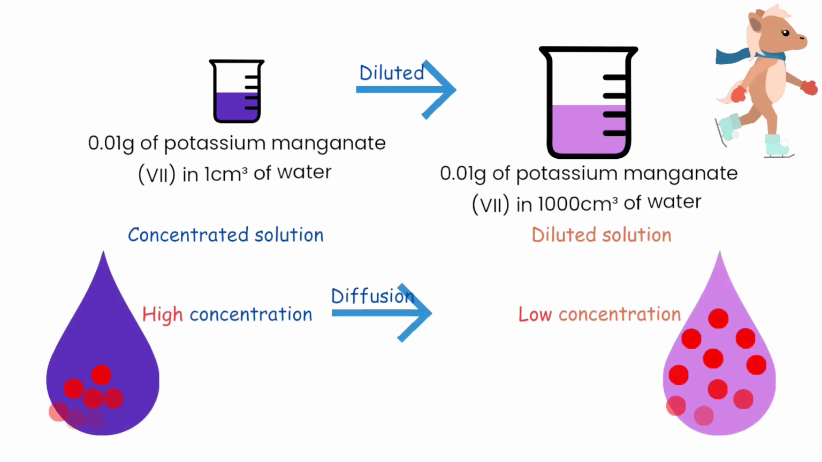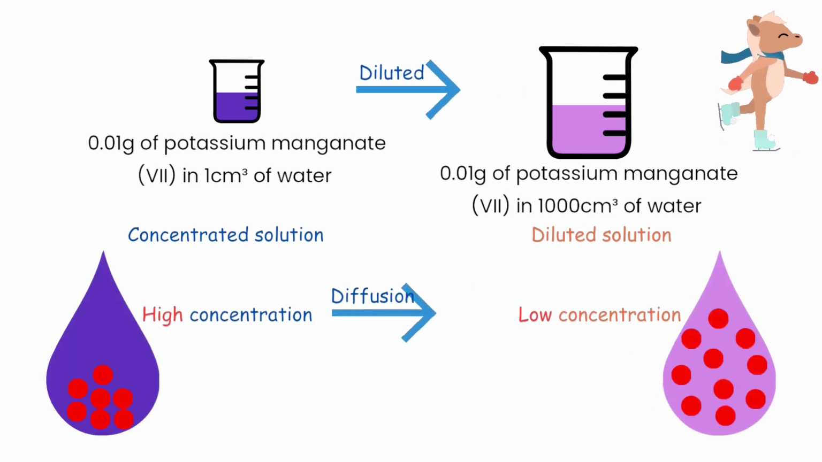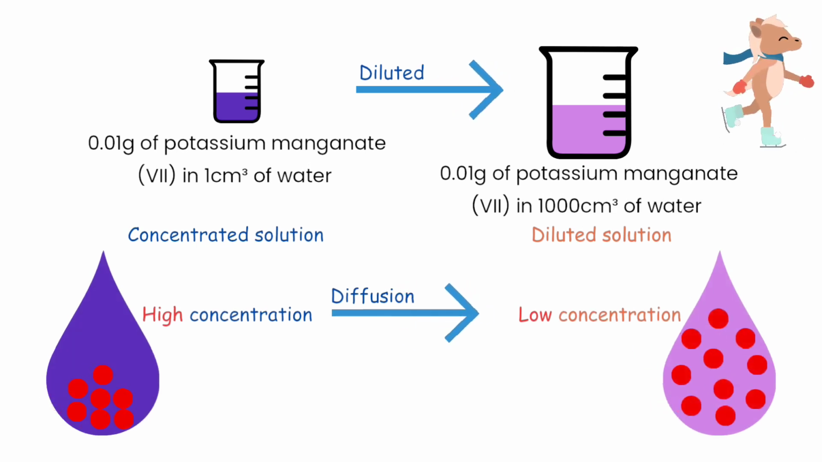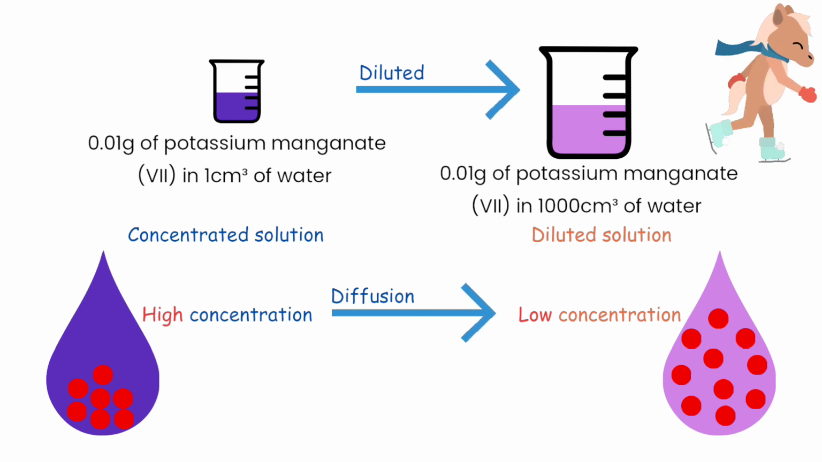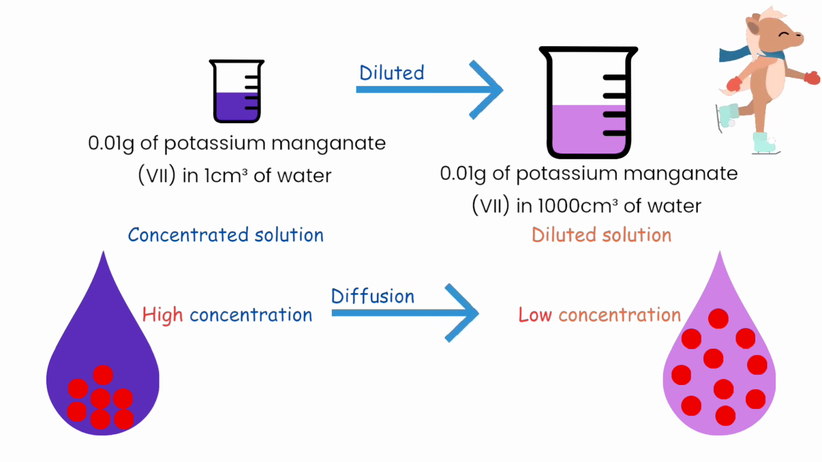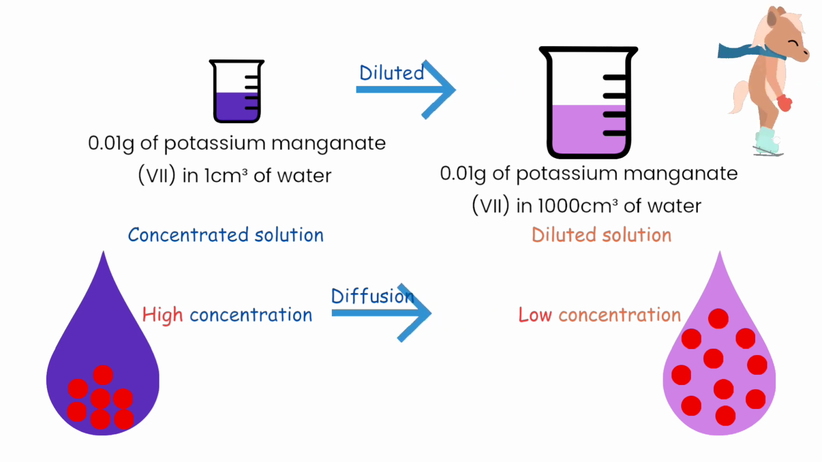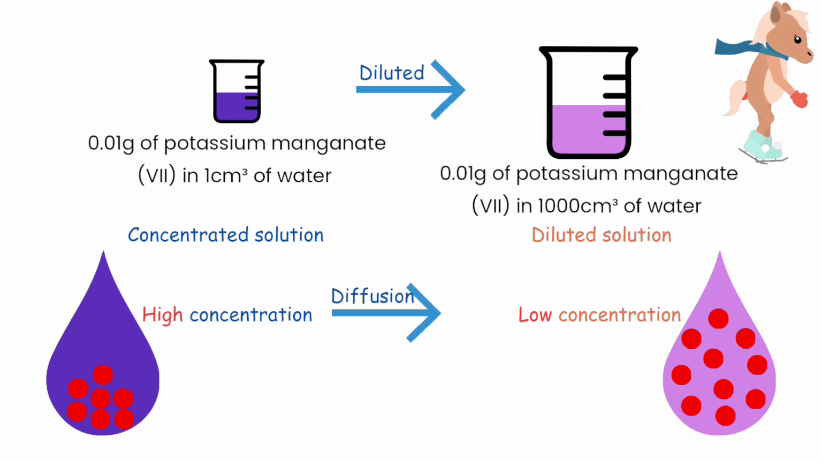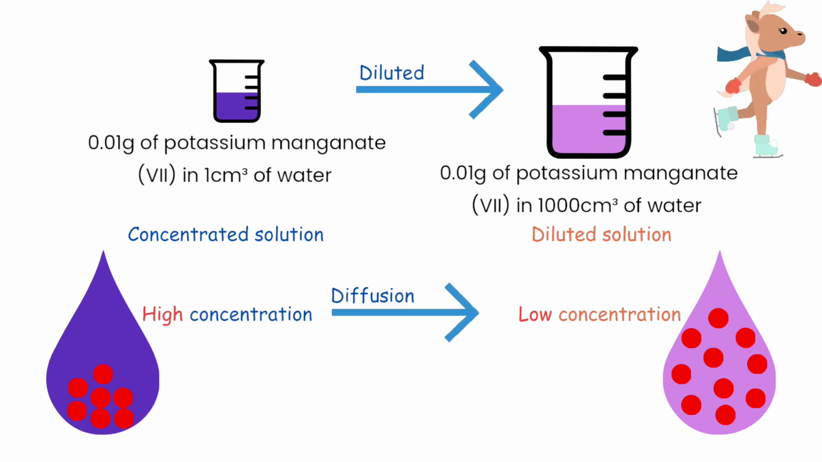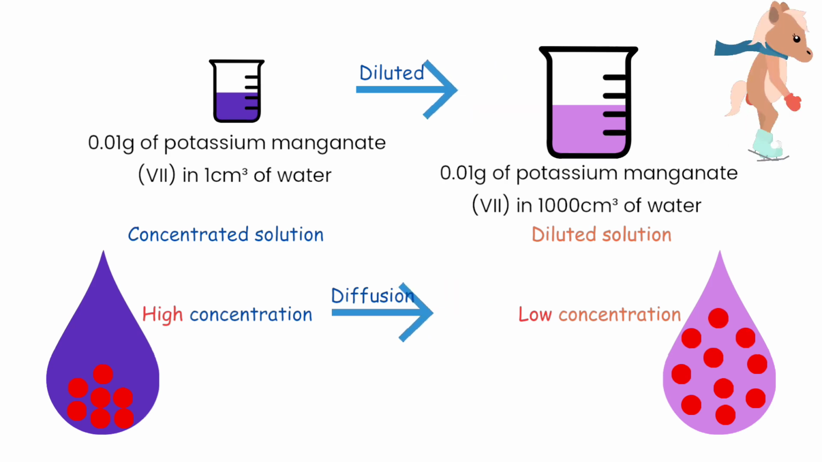So 0.01 grams of potassium permanganate in 1 cubic centimeter of water is a very concentrated solution, which we diluted into 0.01 grams of potassium permanganate in 1000 cubic centimeters of water, which is a much more dilute solution. So what has happened is the particles have moved from a high concentration to a lower concentration, which is diffusion.